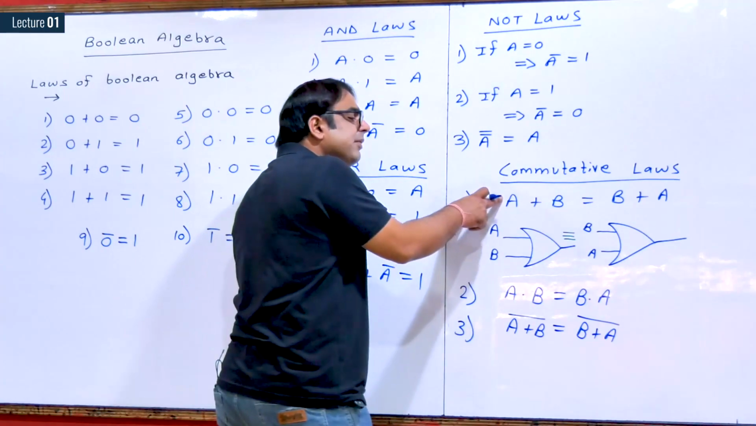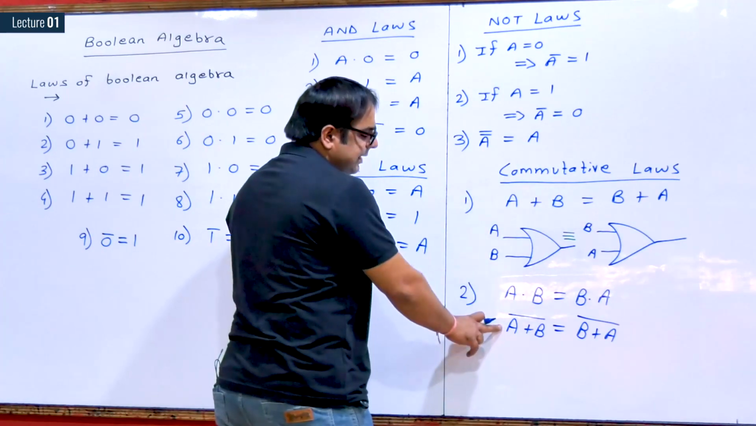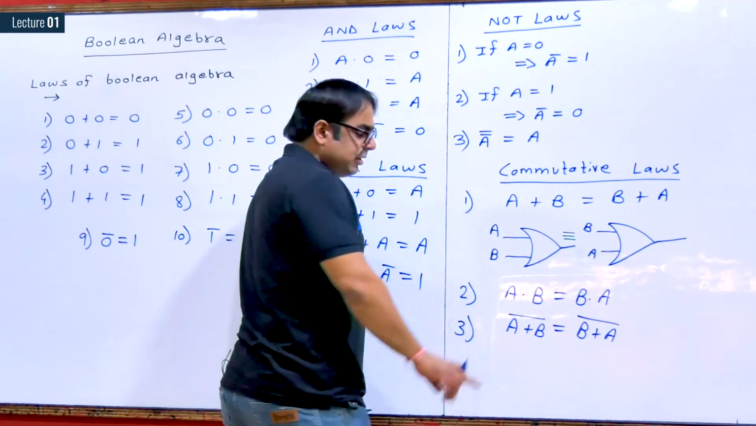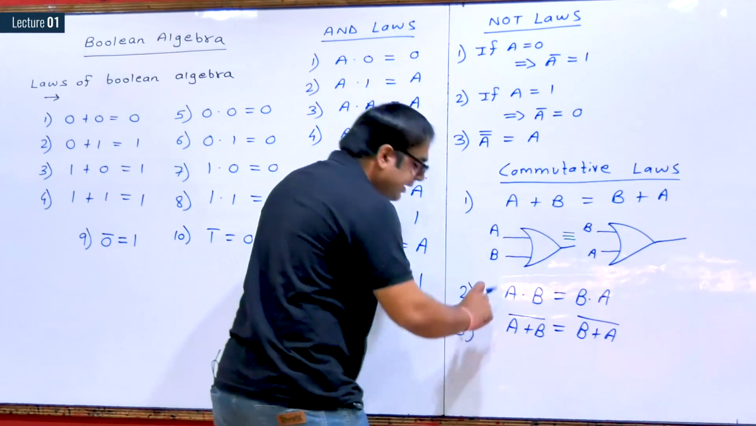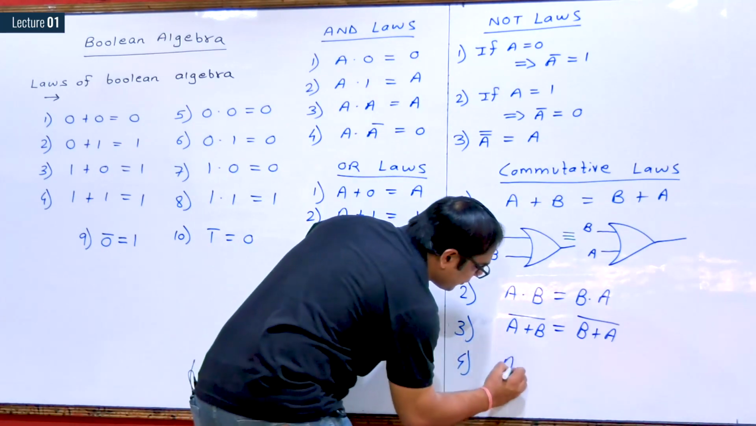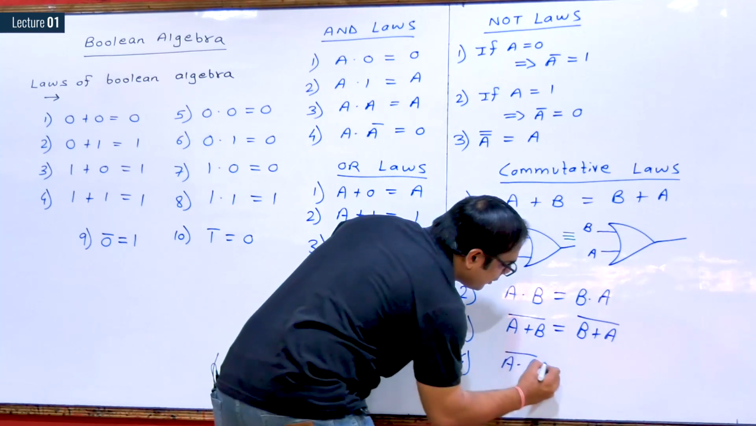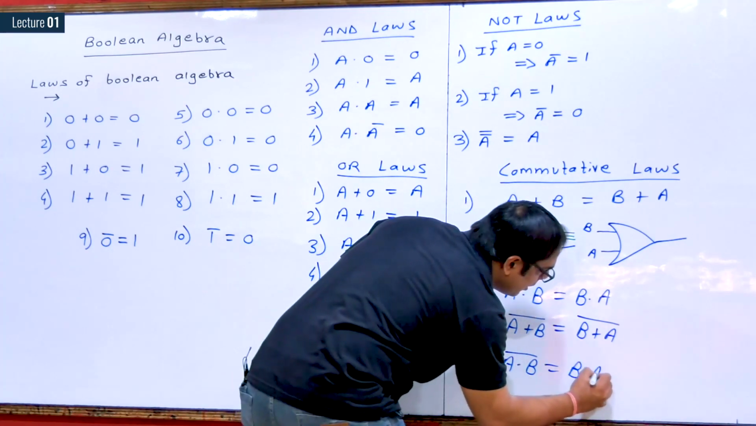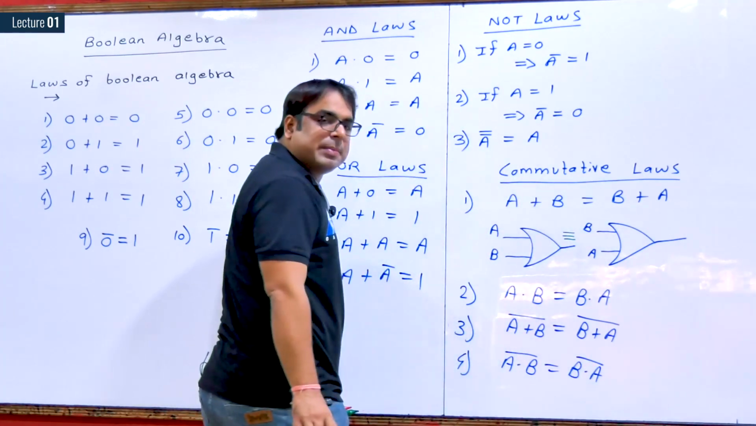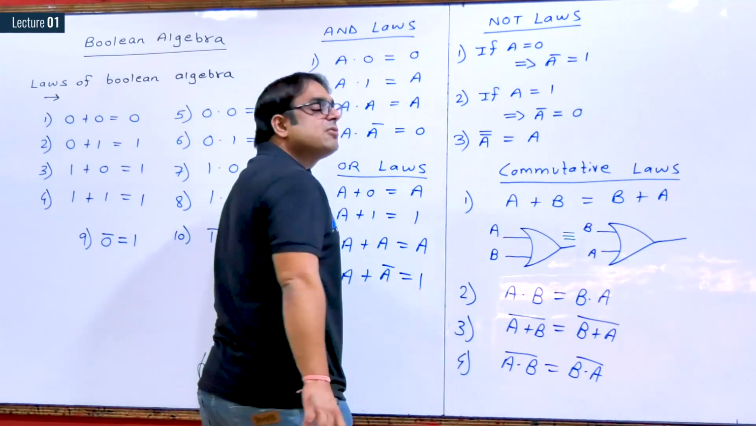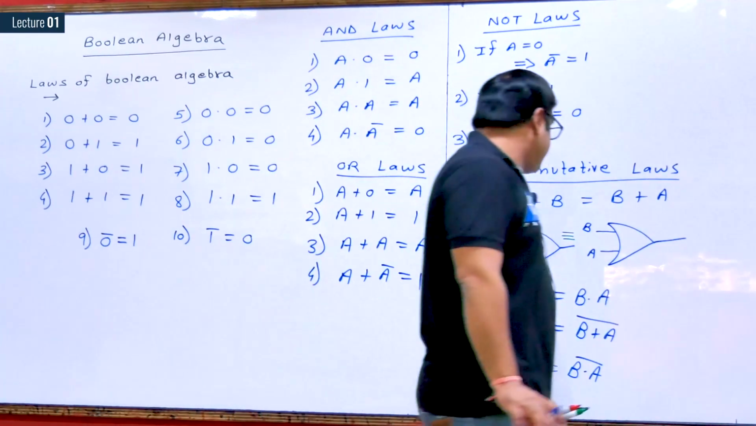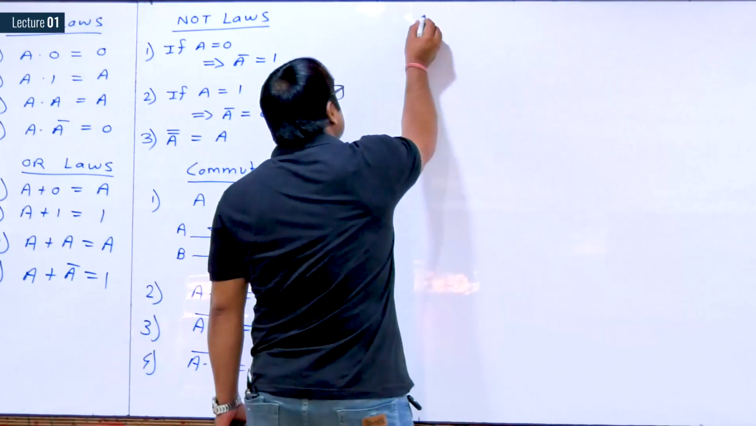This is the commutative law for OR gate. This is the commutative law for NOR gate. This was for AND gate. This is for NAND gate: (A dot B) whole complement is equal to (B dot A) whole complement. Similarly, it is valid for XOR gate and XNOR gate also.